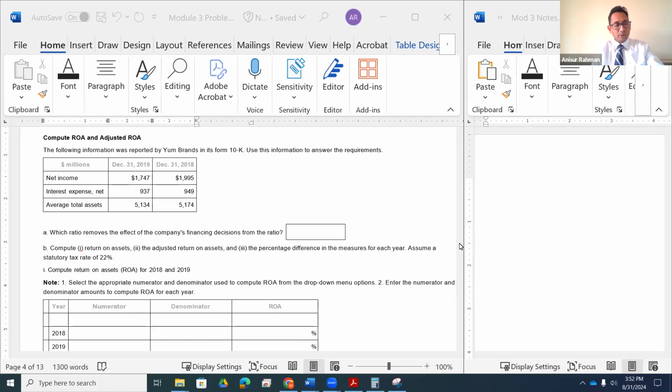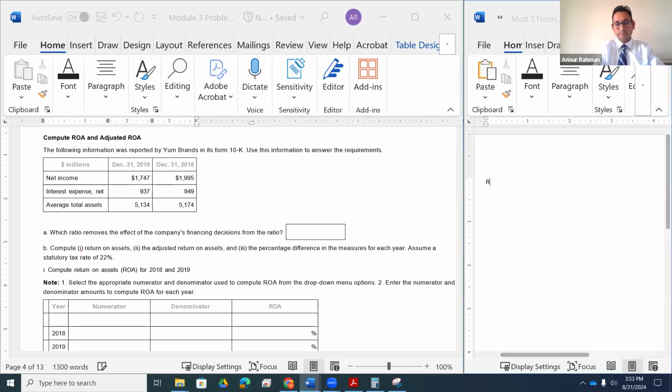The first problem I want to solve is to compute return on assets, ROA, and adjusted ROA. We have 2 years of data, 2019 and 2018. We have net income, interest expense, and average total assets. Which ratio removes the effect of the company's financing decisions from the ratio? The two ratios this question is talking about are ROA and adjusted ROA.